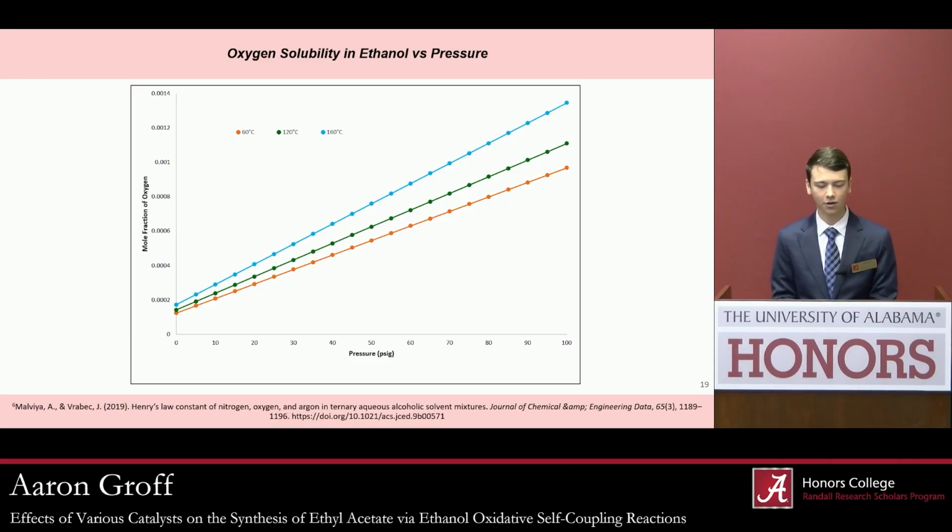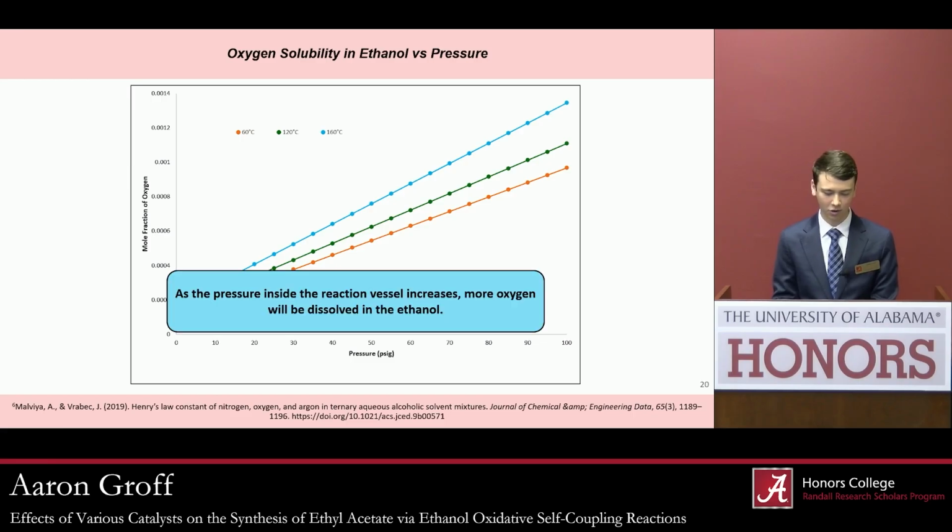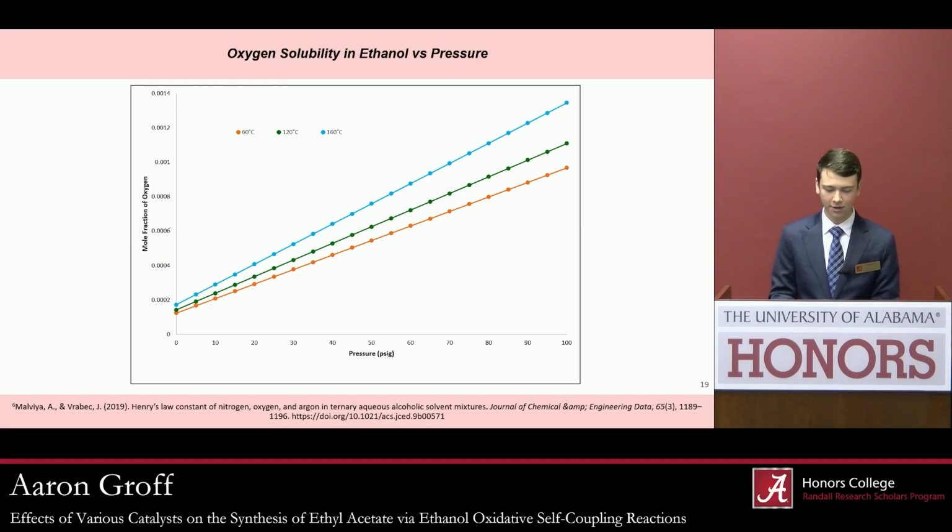Additionally, I created an oxygen solubility in ethanol versus pressure graph. And again, as the pressure increases, you notice that more and more oxygen will be dissolved inside of the ethanol. Additionally, these three different lines represent three different temperatures. So as you go up in temperature, there's also going to be more oxygen dissolved inside the ethanol as well. So both temperature and pressure are correlated positively with the amount of oxygen dissolved inside the ethanol.